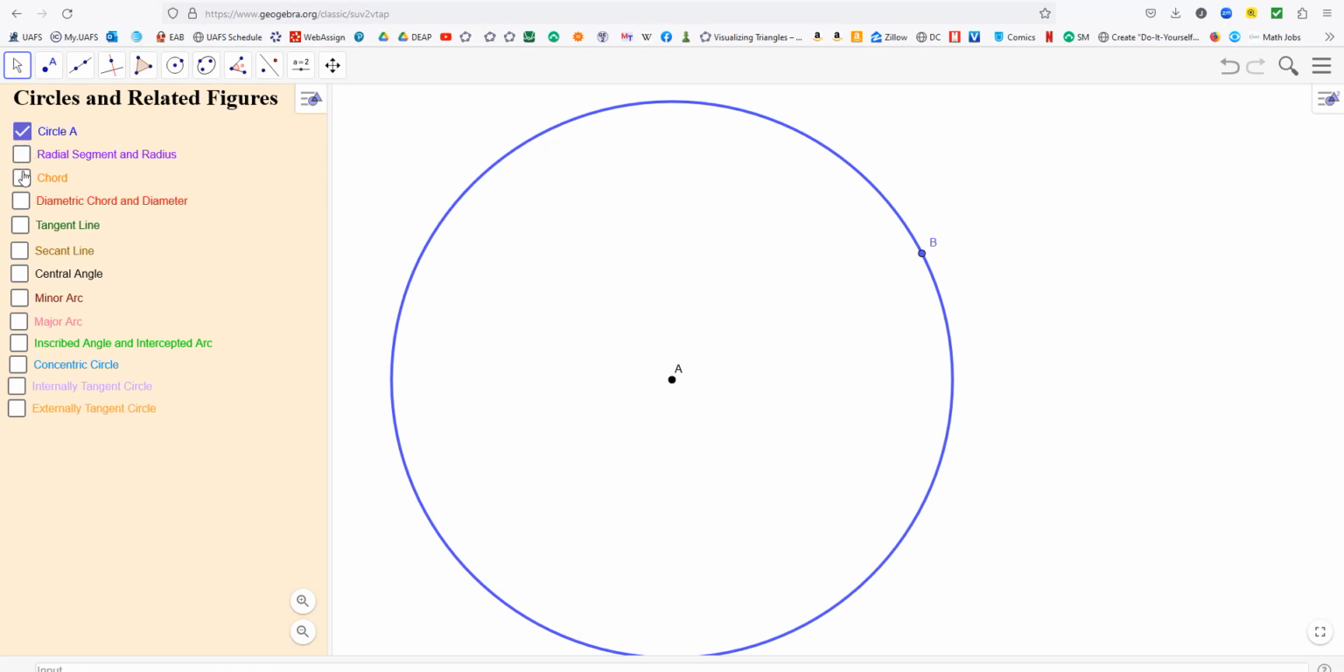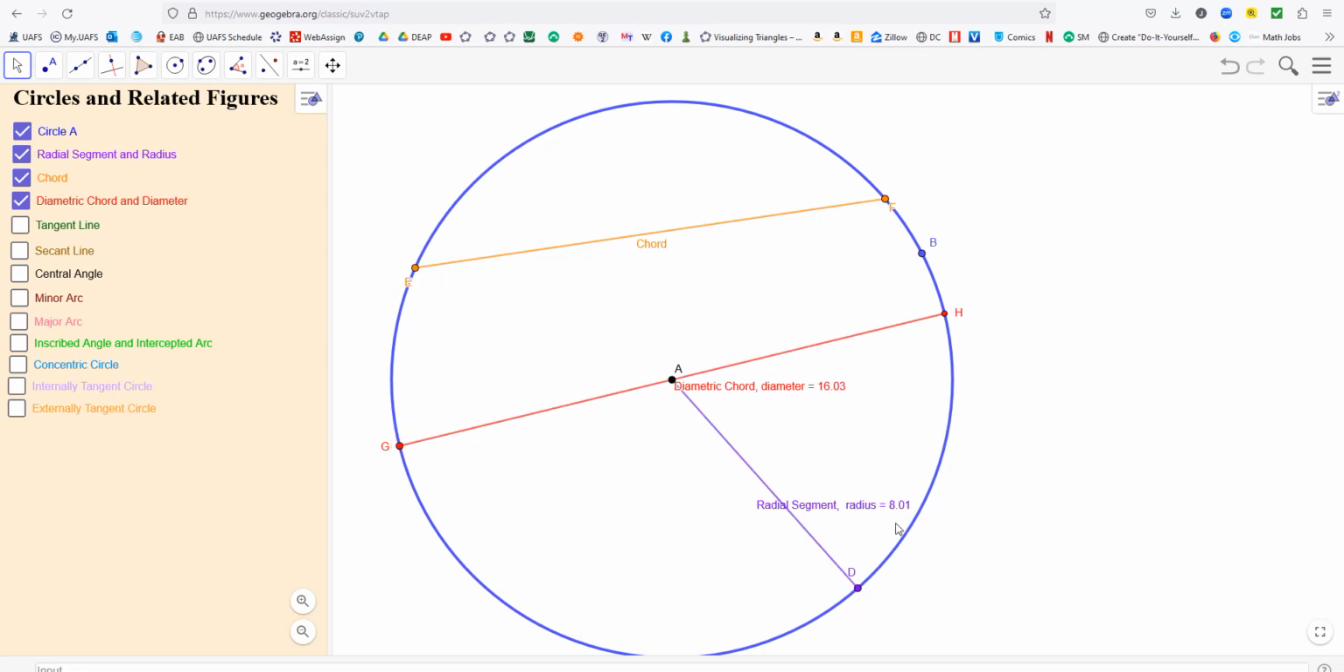Okay, so here are some other things that we've already talked about. First, here's a chord. A chord is just a line segment with both endpoints on the circle. If that chord also contains the center of the circle, that is a diametric chord. And of course, the length of that diametric chord is the diameter of the circle, which is just twice the radius. So if you double that, you get that. There's some rounding off here because these numbers are both rounded off, but this is twice the radius.